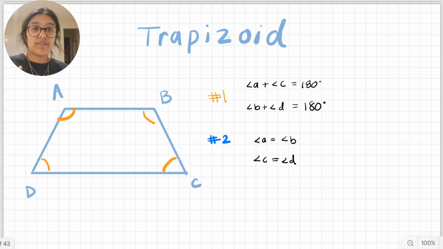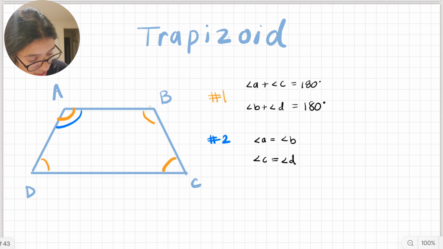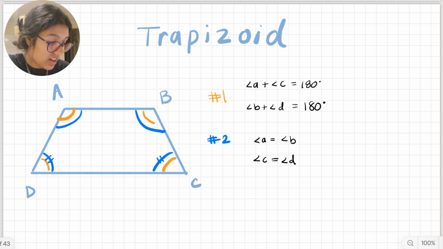And our second most important property of a trapezoid, once again pretty self-explanatory, is that angle A over here is equal to angle B. Let me do that in a thicker color. So angle A over here is equal to angle B, and angle C over here is equal to angle D. And those are the only 2 main properties that you need to know about trapezoids. Obviously, there are a few more, but these are the main properties that relate the angles within a trapezoid.